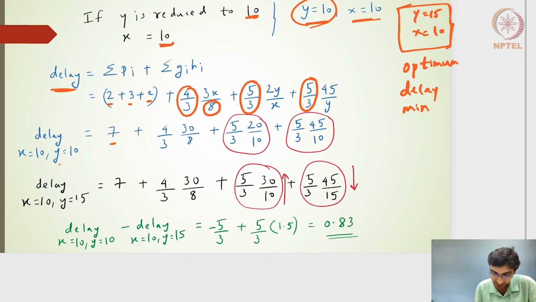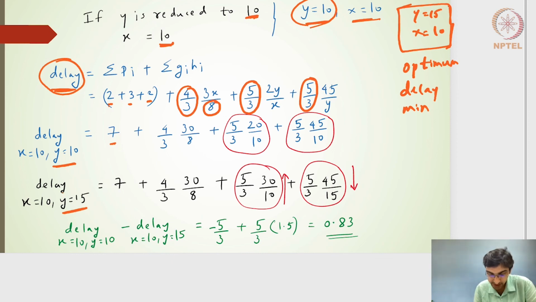What we have done is, we have taken y is equal to 10 with respect to y is equal to 15. So I have calculated the delay, I have expressed the delay using this delay function in terms of x and y. So I plugged in the value of x and y, and then tried to evaluate the expression. So in this particular case, x is equal to 10 and y is equal to 10. So I put in here x is equal to 10 and y is equal to 10 here and x is equal to 10 here. So this is what I'll get.